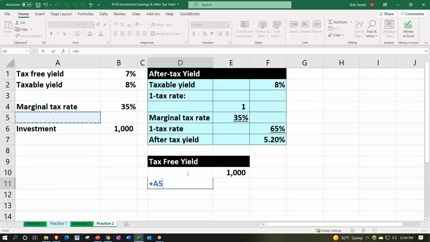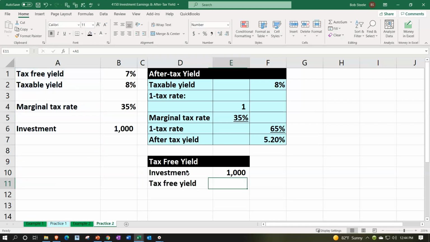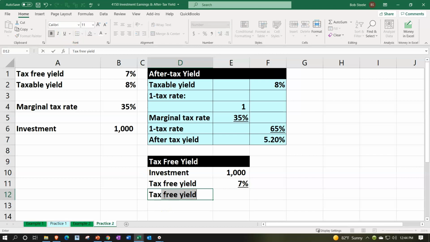If the tax-free rate was the 7% return, there it is, making that a percent, number group, percentifying it, font group, underlining it, and that's going to be our tax-free return.